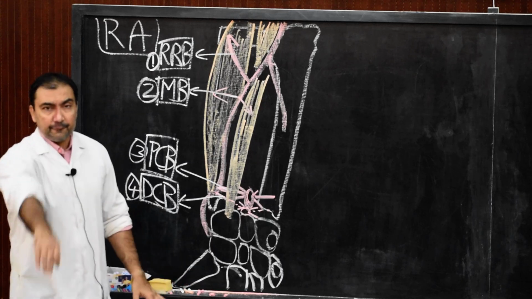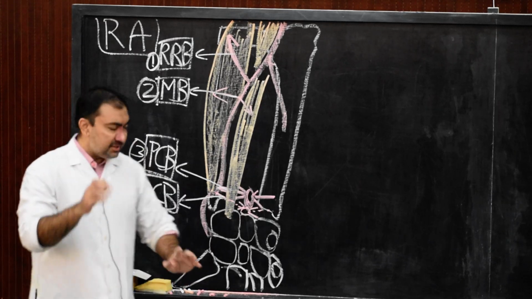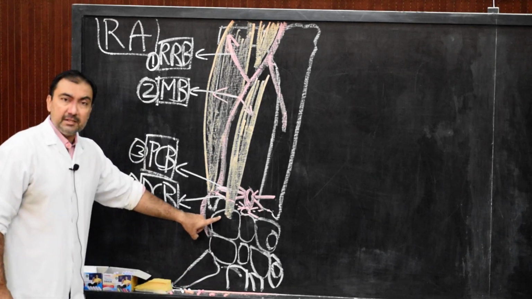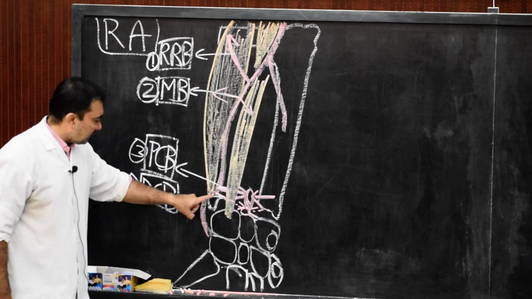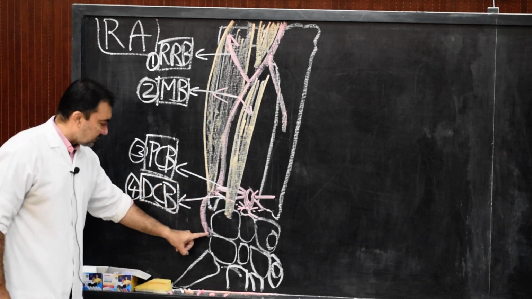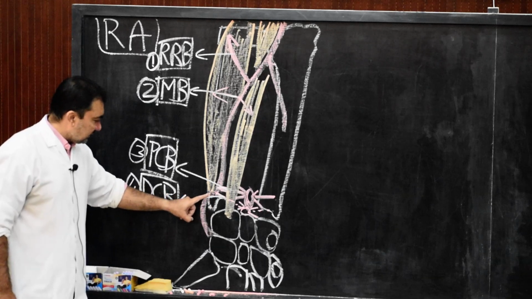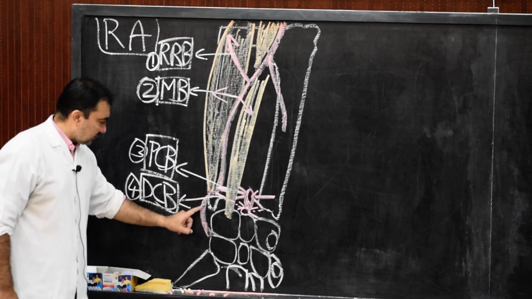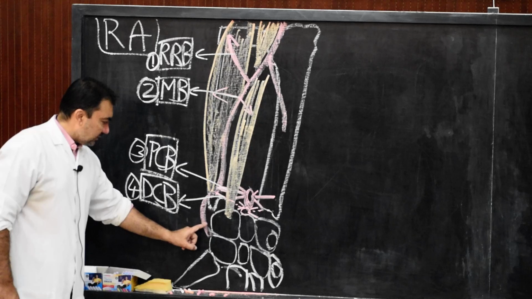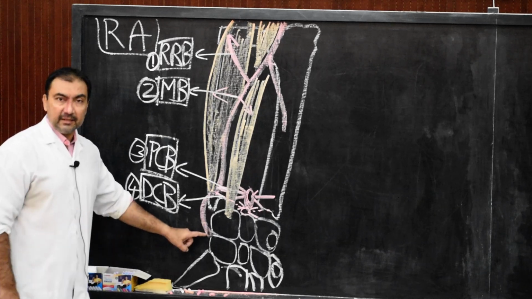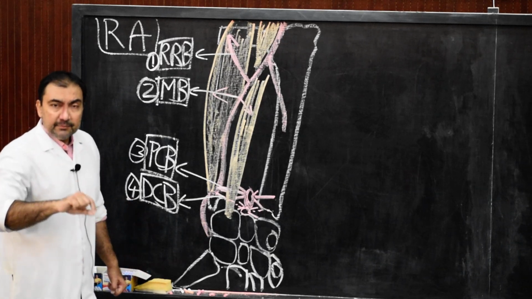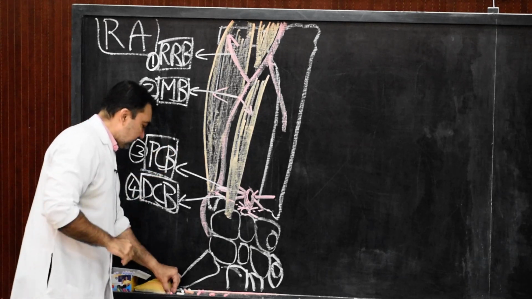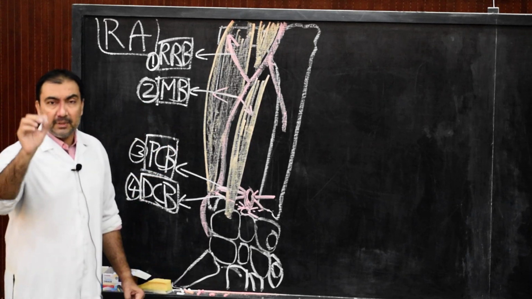Now, branch number 5, here we have to concentrate. Branch number 5 will be just before the radial artery turns laterally over the carpus. We can see that the radial artery turns laterally over the carpus here, over the styloid process, and goes laterally over the carpus, over the dorsum of the hand. Before it turns, it will give the 5th branch, and that 5th branch is the superficial palmar branch.